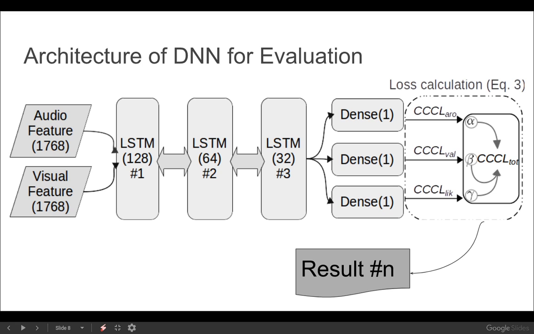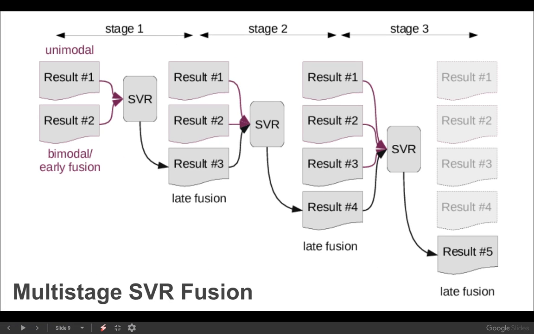That's the solution for the first problem. And for the second problem, we propose to use SVR, support vector regression. This is part of SVM, support vector machine, to combine different results.